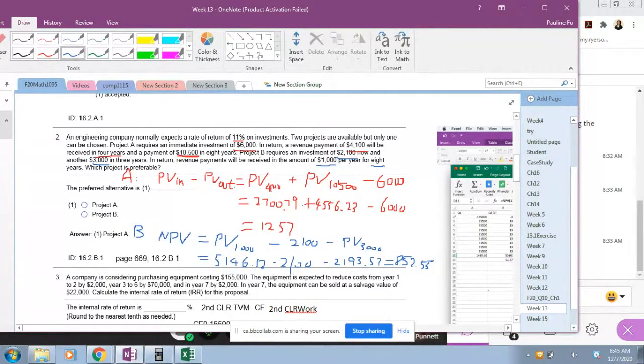So then you compare the net present value of project A with project B. Of course, you prefer project A. It has a bigger NPV, 1,257. So that is the net present value.